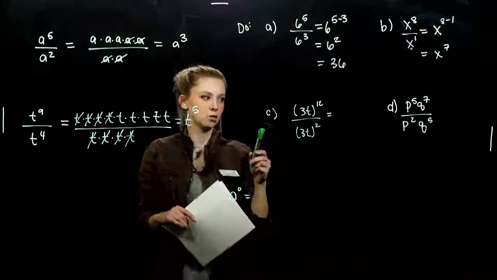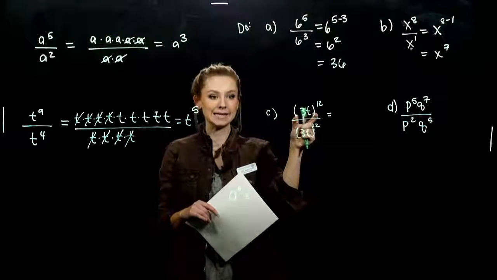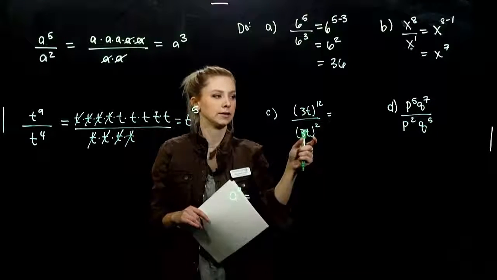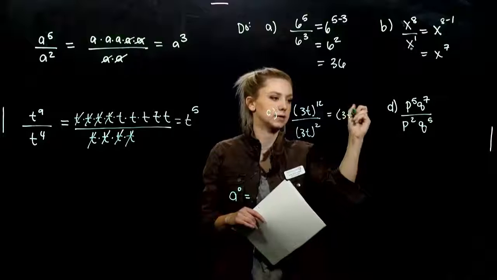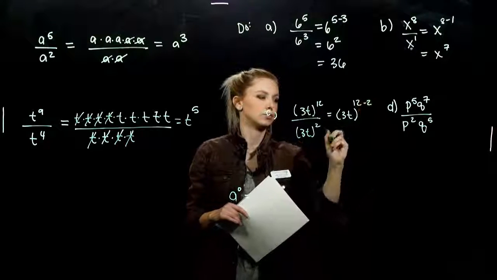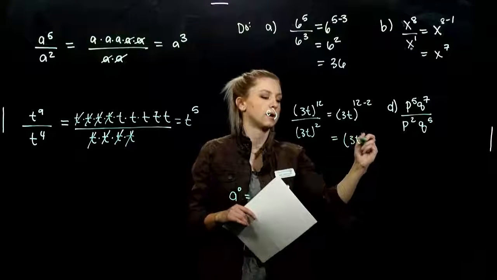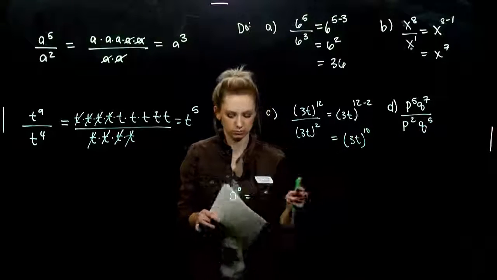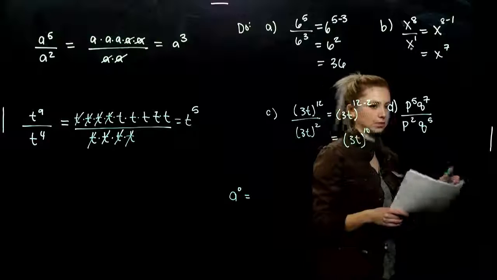And for part C, what is my base? 3t, 3t. So that'll be our base that's left here. Again, we have division, so 12 minus 2. So how many are we left with? 10.